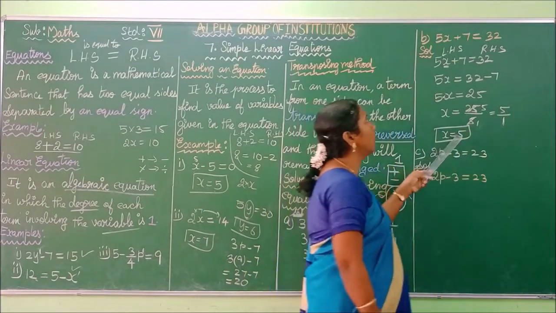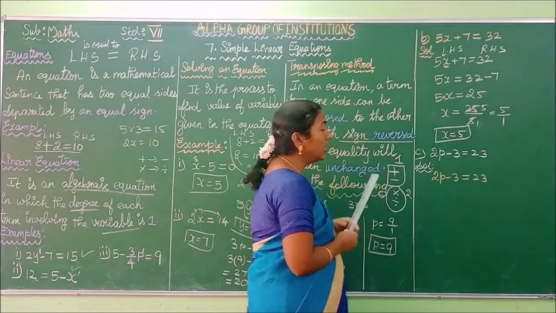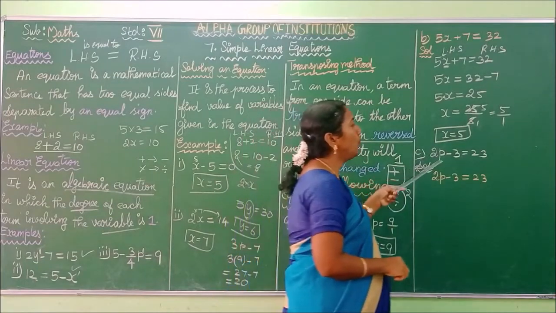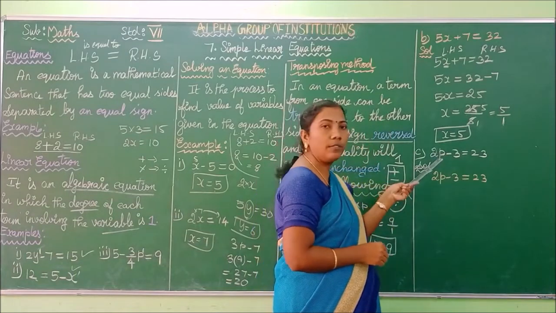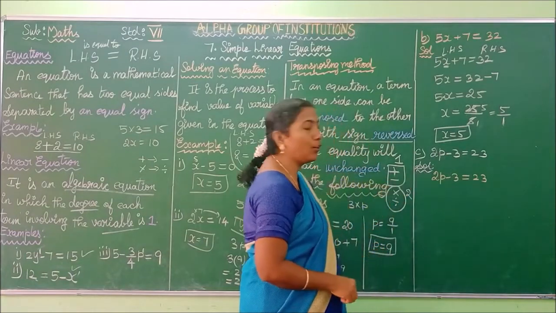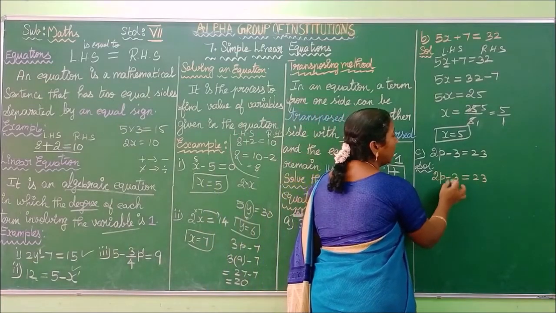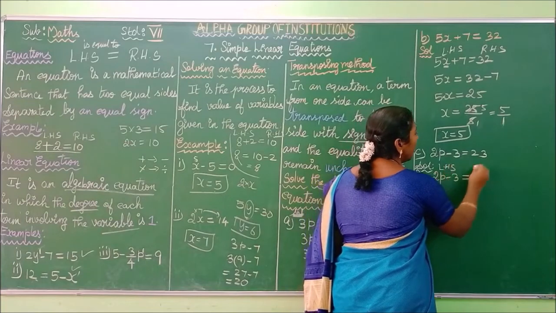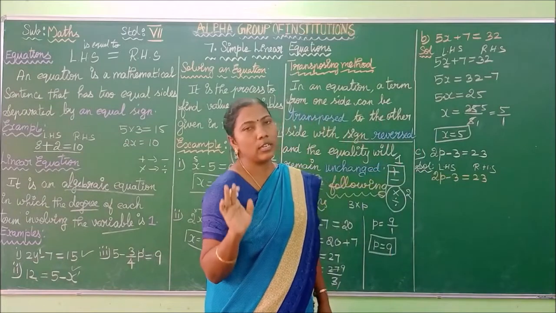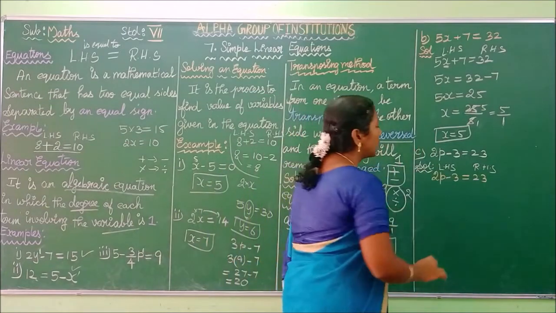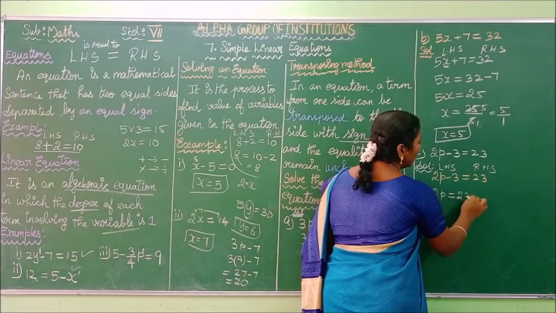You can also substitute the 5 in this equation. You get the answer 32. Okay. Next see the C sum. 2p minus 3 equal to 23. We have to find the value of the variable. What is the variable? p. Now we are going to find the value of the variable. For the first step, you have to bring this minus 3 from LHS to RHS. No need to write this LHS and RHS, students. For your understanding purpose only, I am writing it. Okay. So 2p equal to 23 minus 3.